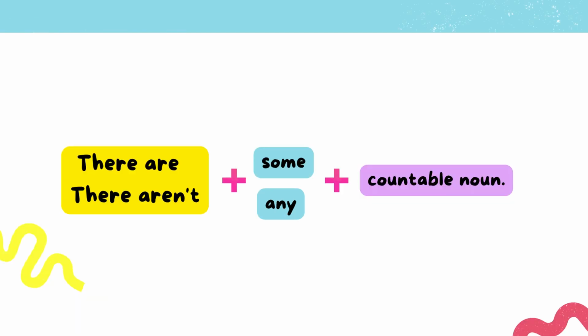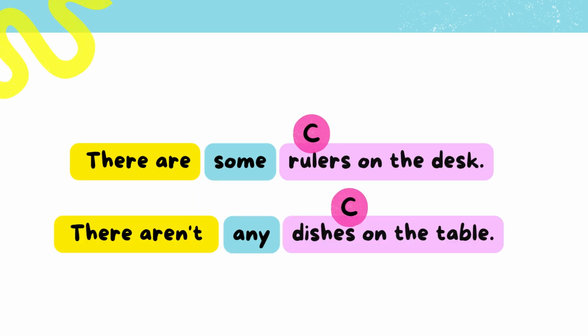There are, plus some, plus countable noun. There aren't, plus any, plus countable noun. There are some rulers on the desk. There aren't any dishes on the table.